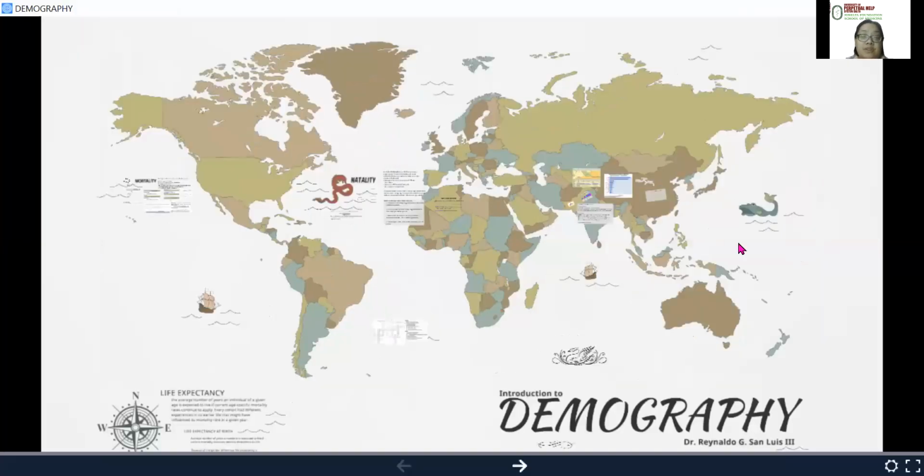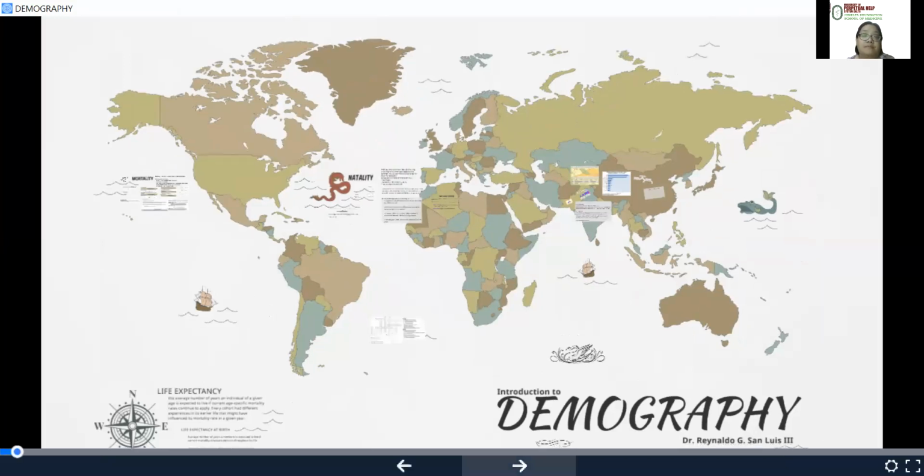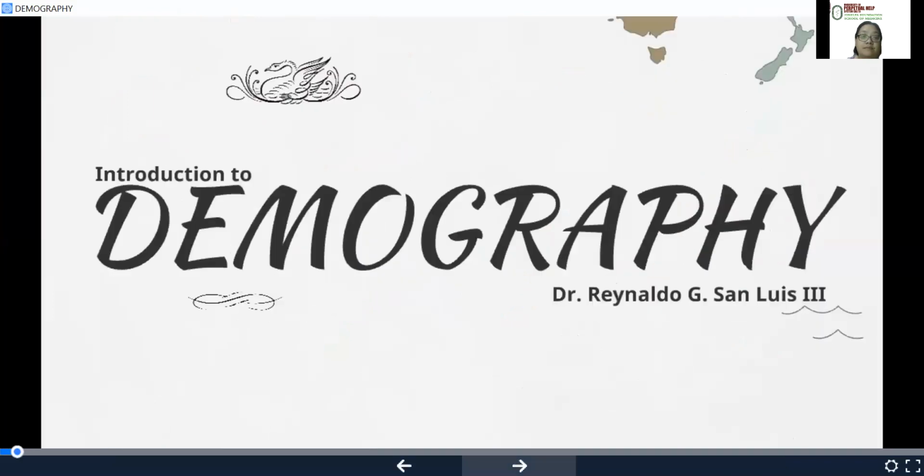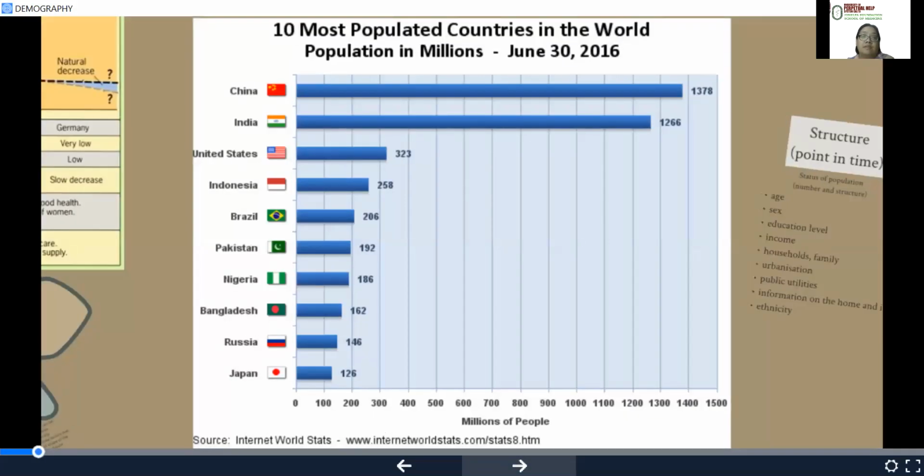Good afternoon. Our lecture for this afternoon would be demography. For demographics, it's most often related to the population. For example, this table shows the most populous countries in the world, June 30, 2016, in the million, showing China and India as the most populous countries.